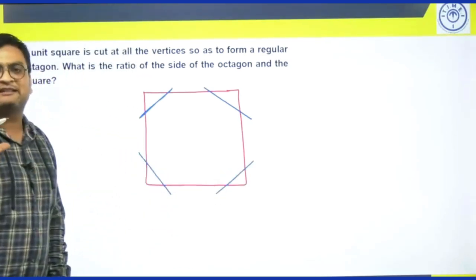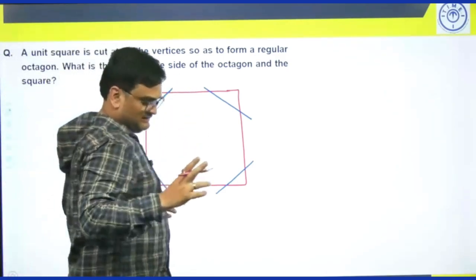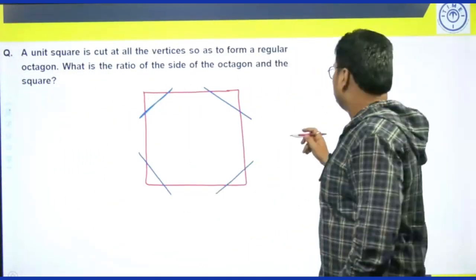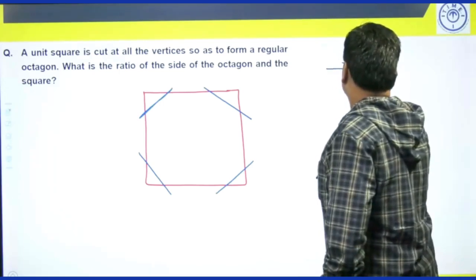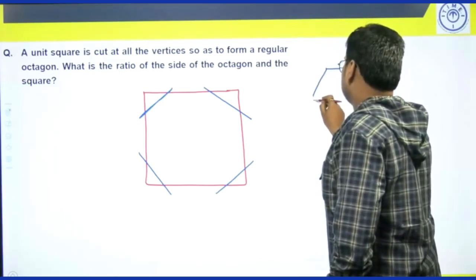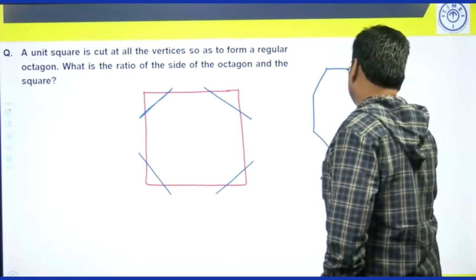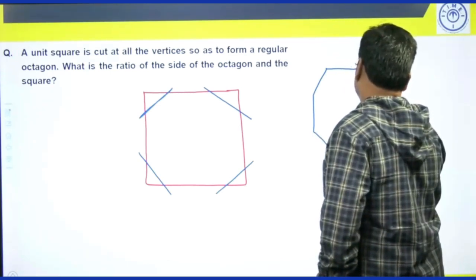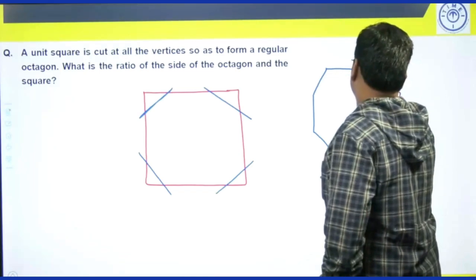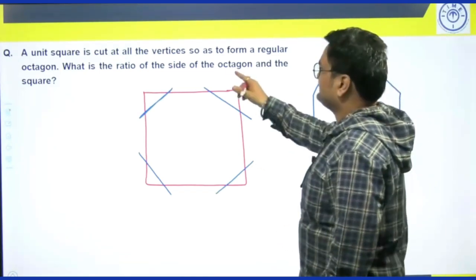Now please visualize the diagram which is left after removing the cut portions. We will be left with a polygon like this, right? It would be like this, and he says it is a regular octagon. It is given, it is a regular octagon.